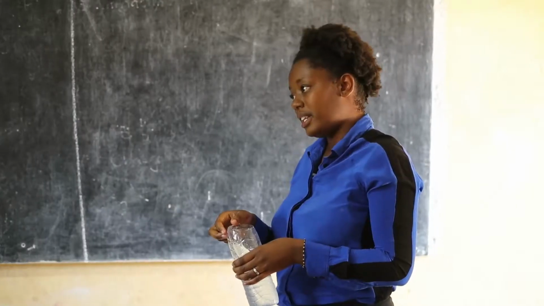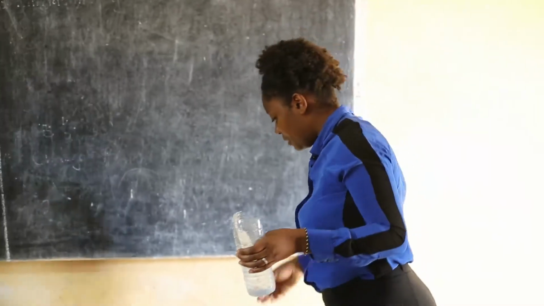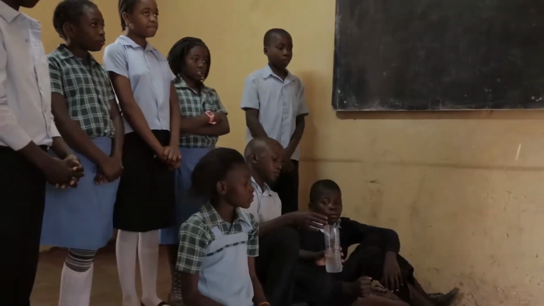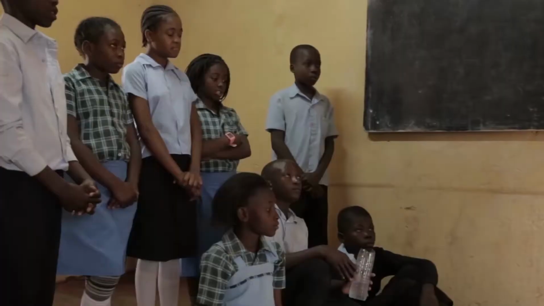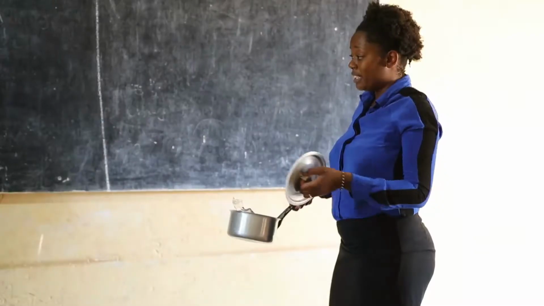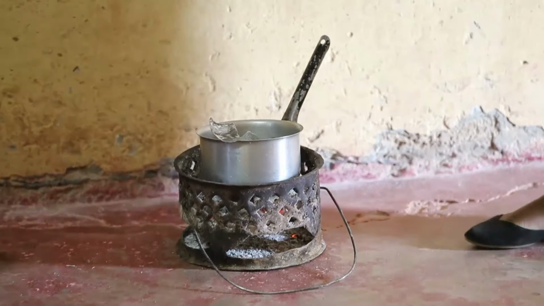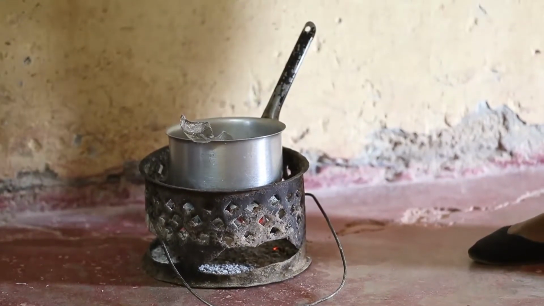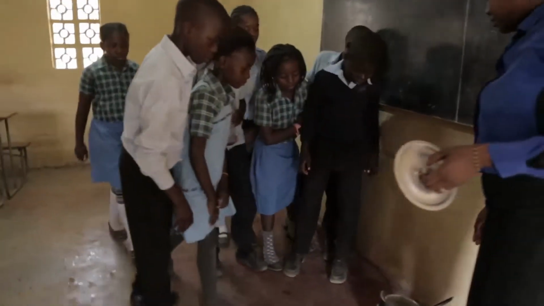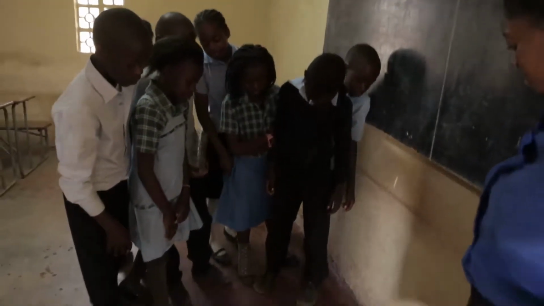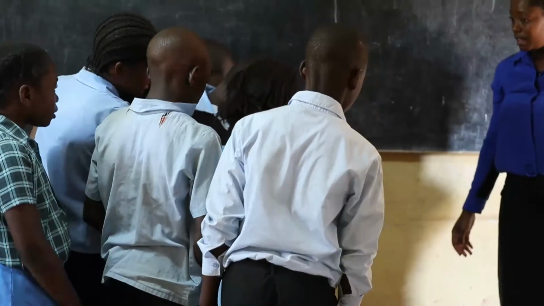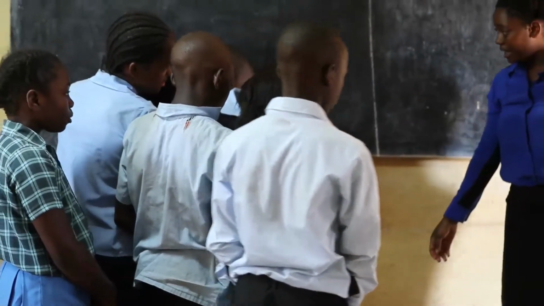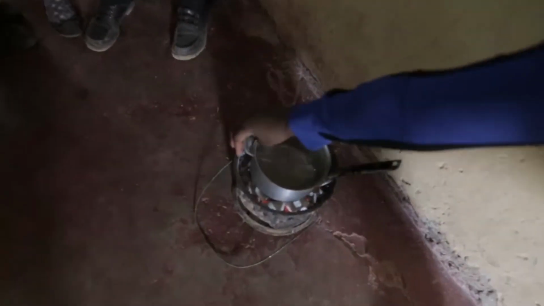Chintu wants to see whether the learners can apply what they have learned. What do we need to do for this to start boiling? We must put it on the brazier. We can all get up and come to see if it's beginning to melt. Is it beginning to melt? Yes, it's beginning to melt. So it becomes a liquid. So we move from a solid state. When we apply heat, it becomes a liquid like this.